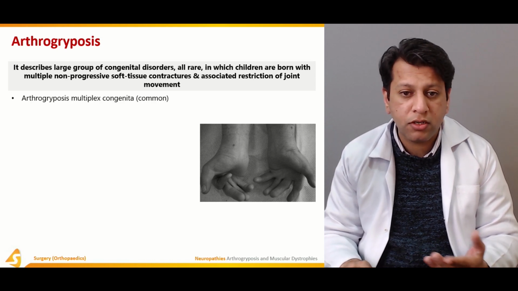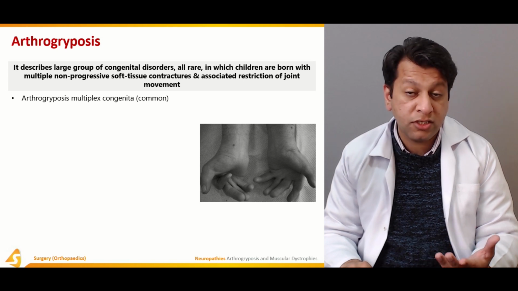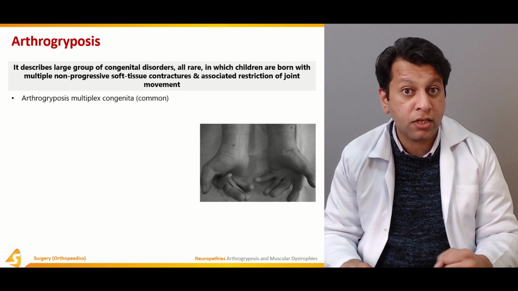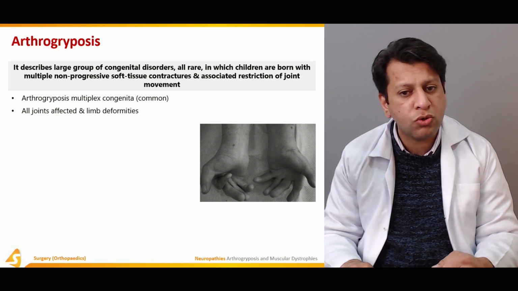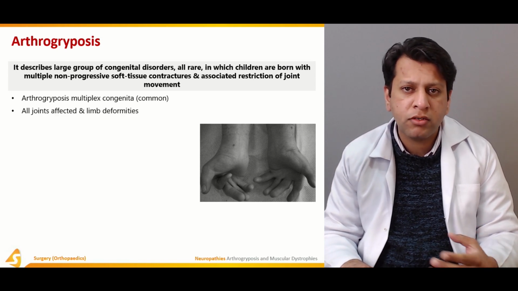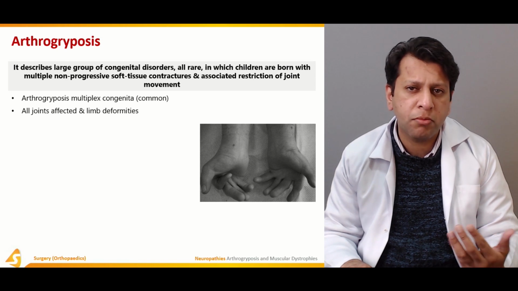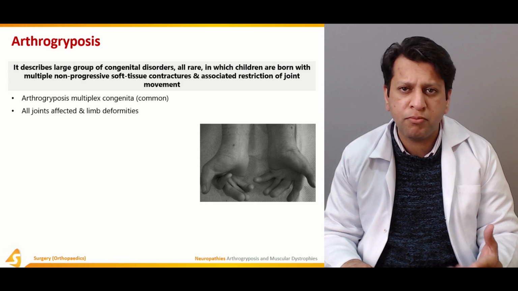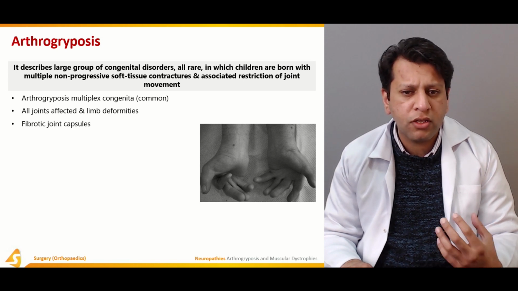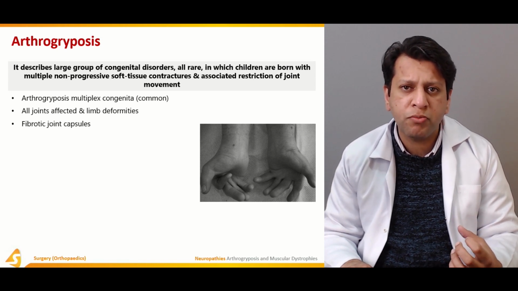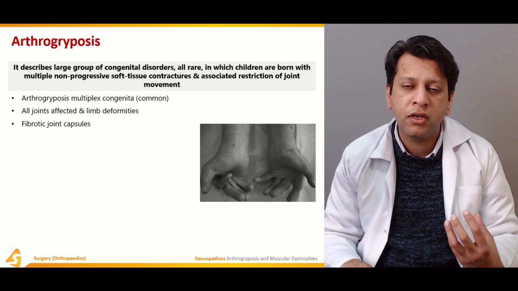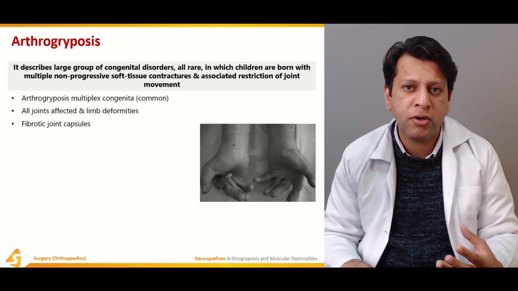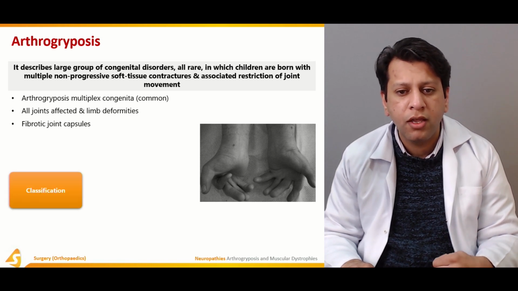There may be multiple associations as well. As I just told you, it's most commonly called arthrogryposis multiplex congenita. It usually affects all the joints and limbs, with deformities, and there may be contractures of multiple joints associated with a lot of abnormalities as well. Usually, fibrotic joint capsules are formed, which form a classical contracture, and there may be decreased or hampered movements over the joints.